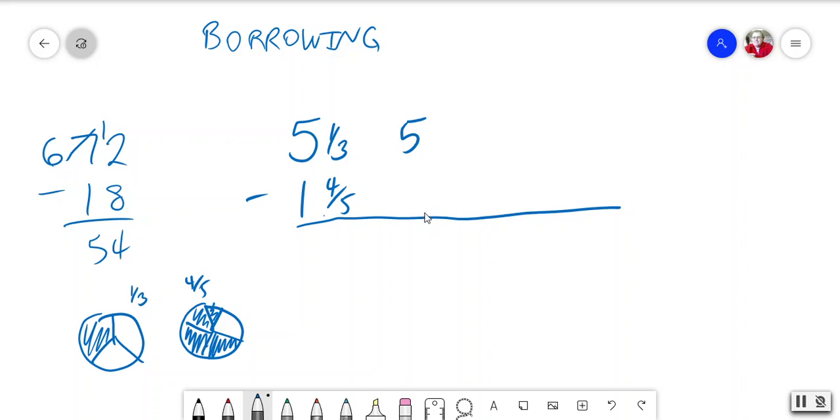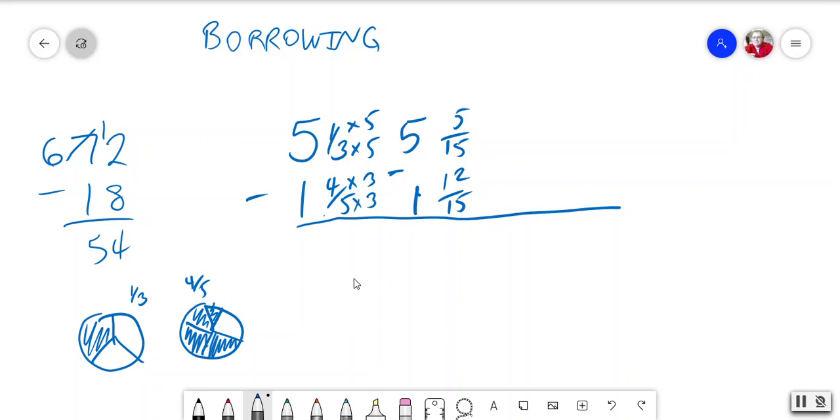First, we have to get common denominators, which is 15. 3 times 5 is 15. We have to convert everything. 3 times 5, 1 times 5, 5/15. And 5 times 3 and 4 times 3, 12/15. So we have 5 5/15 minus 1 12/15. And now it is very clear 5/15 is smaller than 12/15. So we have to borrow.